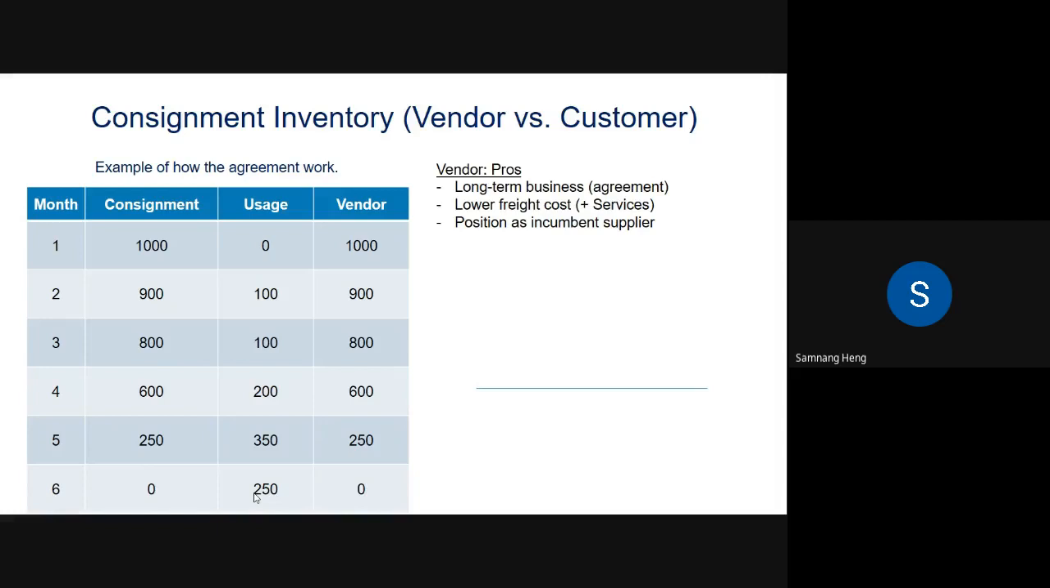And another pro is the position as incumbent supplier. So again, when the agreement is set up, if the business is going well, if the customer could sell our products to the consumer, then you're gonna become their supplier, like the new supplier. So it's easier to find retailers that we could supply with this strategy.